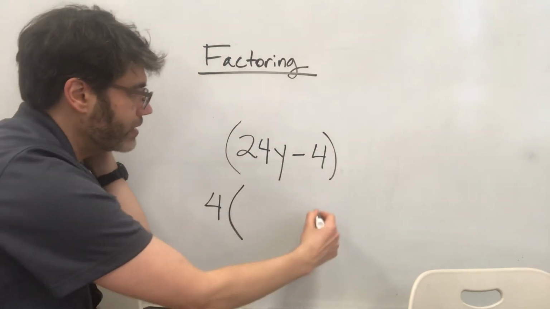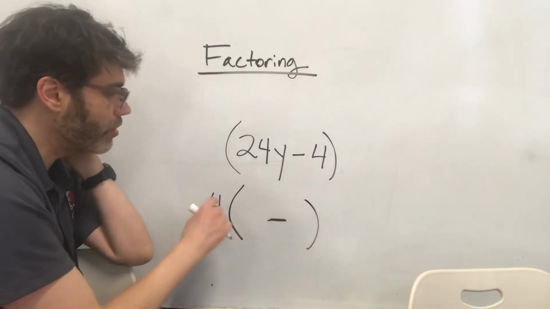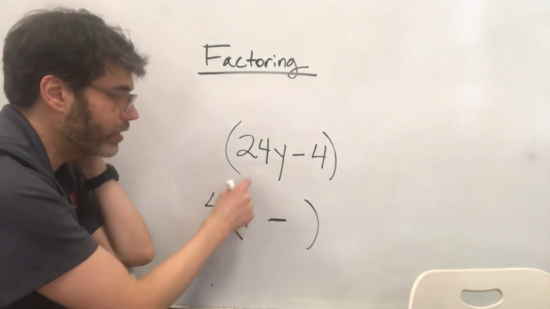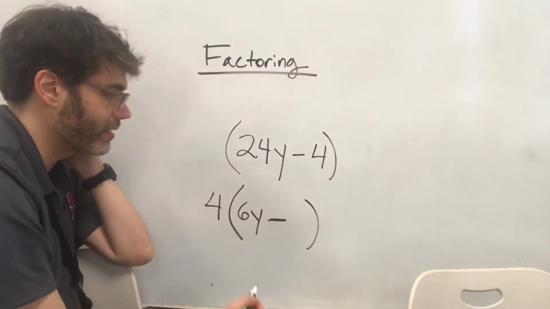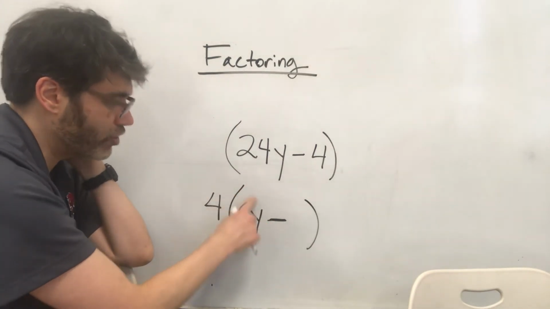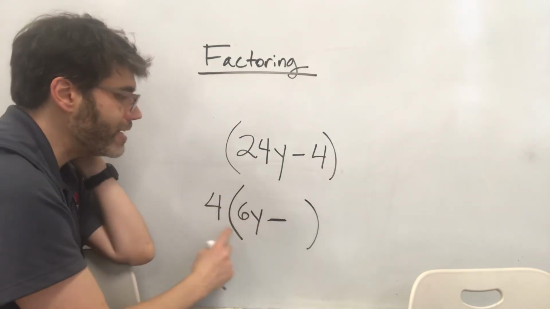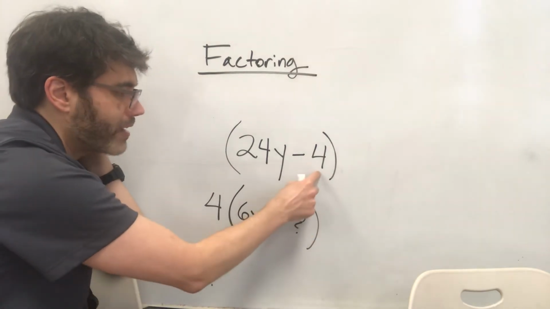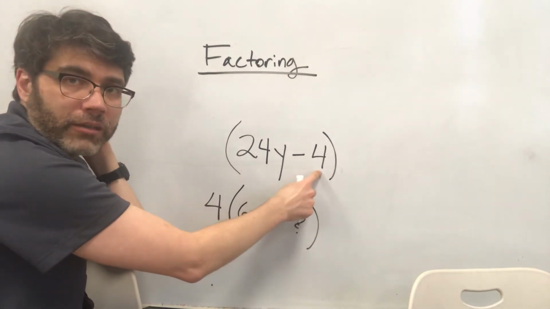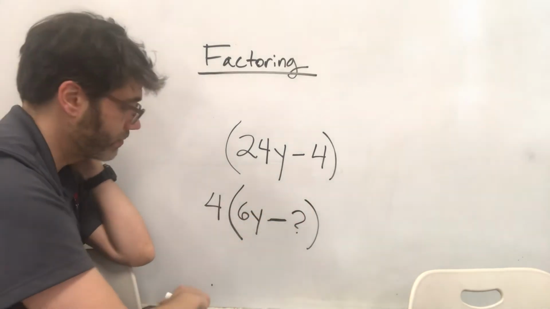We put it on the outside. We bring down our subtraction sign. Okay, so 4 times what will give us 24y? 4 times 6y. If we distribute that, we get back to here. Okay, here, what do we need to multiply here to get back to this number? 4 times what equals that? 4 times 1, okay?